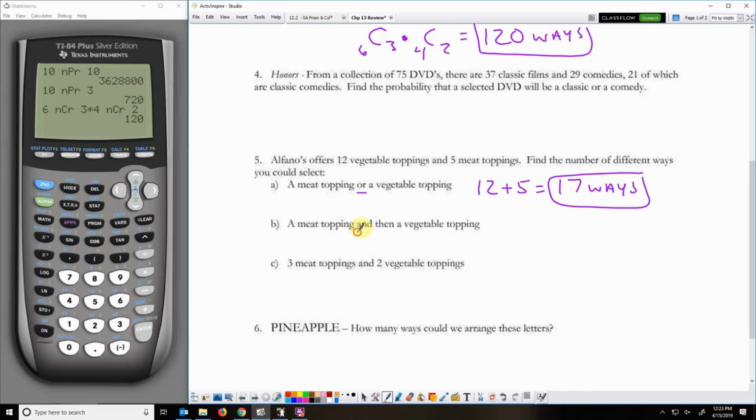A meat topping and a vegetable topping. So now we're talking about 1 meat topping times 1 vegetable topping. There are 5 ways to choose a meat topping times 12 ways to choose a vegetable topping for a total of 60 different ways.